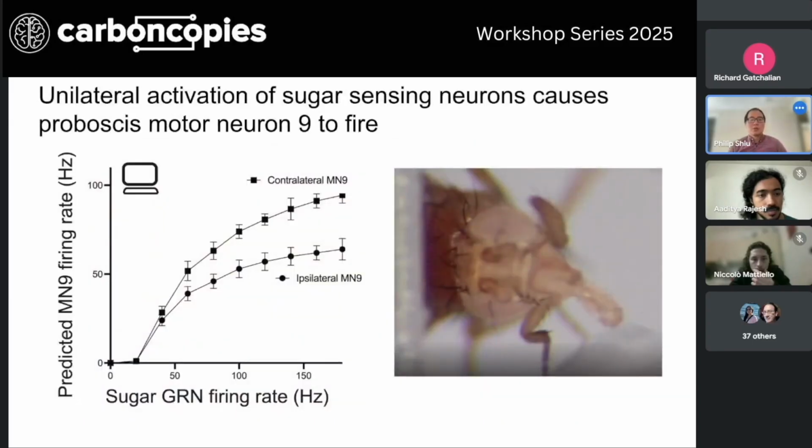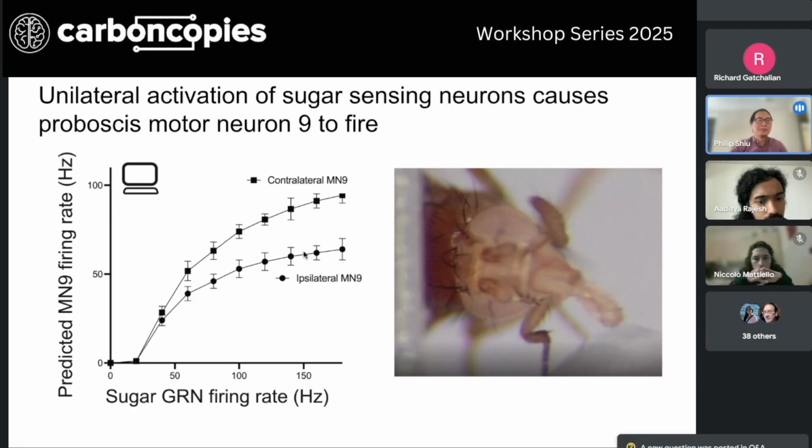The first thing we did was simply activate sugar sensing neurons in the proboscis. And the expectation, well, we didn't know what we would expect at all, whether or not the model would actually work. But the simplest thing we would hope for is that activating these sugar sensing neurons should be sufficient to activate the motor neurons that cause the proboscis to extend.